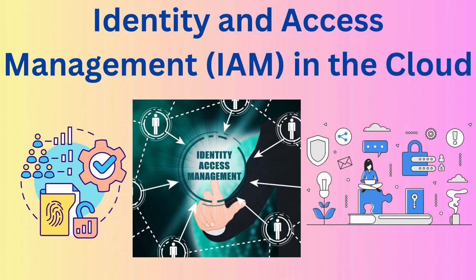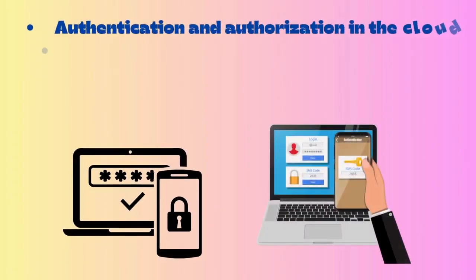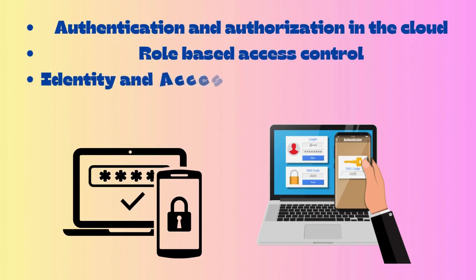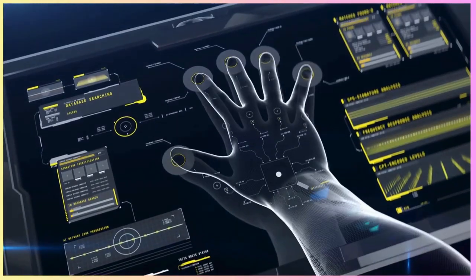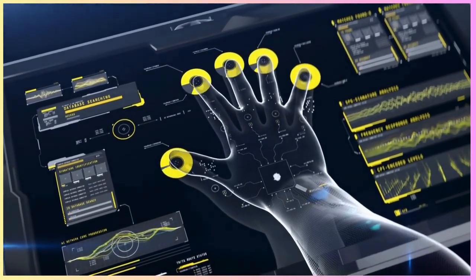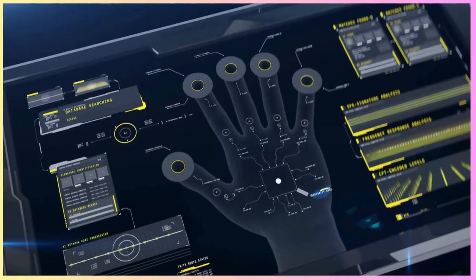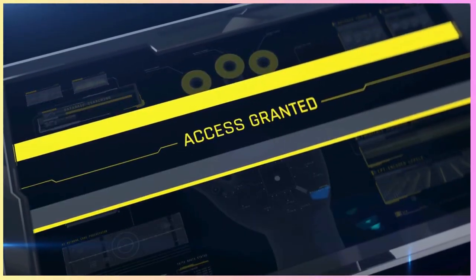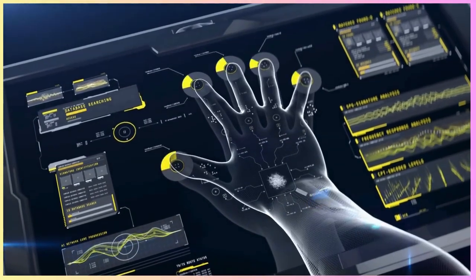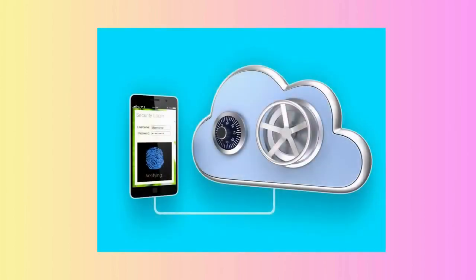Identity and Access Management, IAM, in the cloud. We will learn the following: authentication and authorization in the cloud, role-based access control, identity and access management best practices. Identity and access management in the cloud is a critical aspect of cloud security. Identity and access management involves managing and controlling access to resources and services in a cloud environment. Let's explore authentication, authorization, role-based access control, and identity and access management best practices.